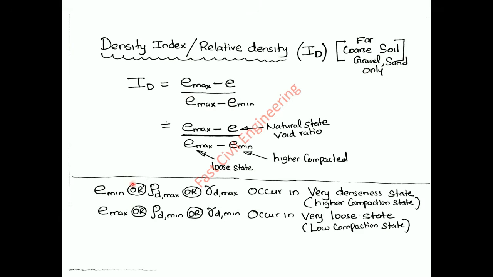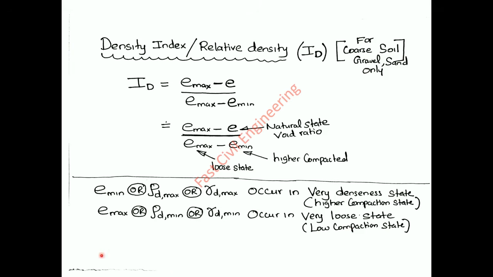Firstly, e minimum means void ratio minimum, voids minimum. That means density maximum: voids minimum, then dry density or bulk density maximum. Here we consider dry density maximum, or gamma d, the dry unit weight maximum. E maximum means voids maximum, higher voids, a very loose state. That is density minimum, or gamma d minimum, occurring in a very loose state, low compaction state. E minimum occurs in a very dense state, higher compaction state, with voids minimum.